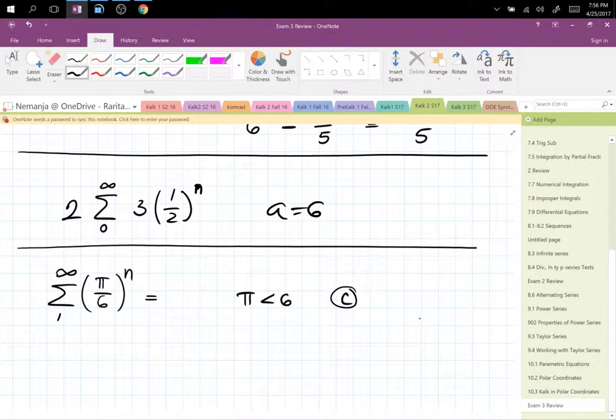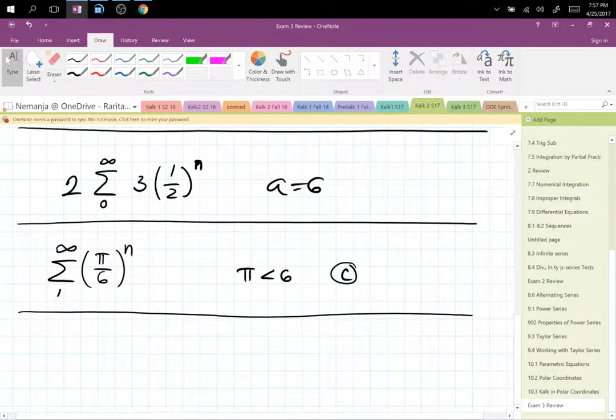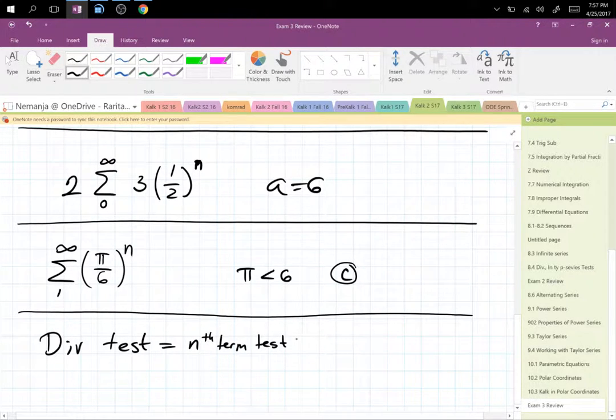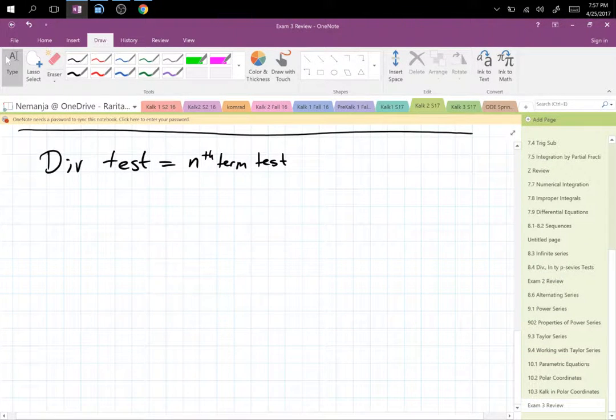When can you use the divergence test? Divergence test. So divergence test, guys, on your sheet it's called Nth Term Test, which is the one on top. I told you to always try this one first.